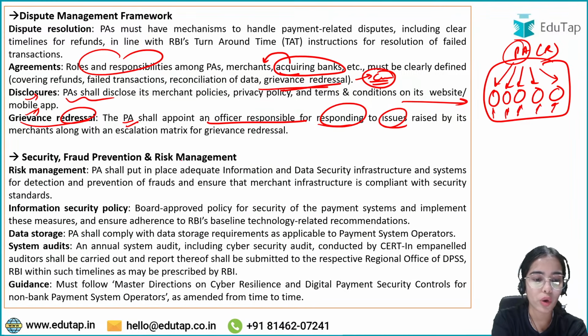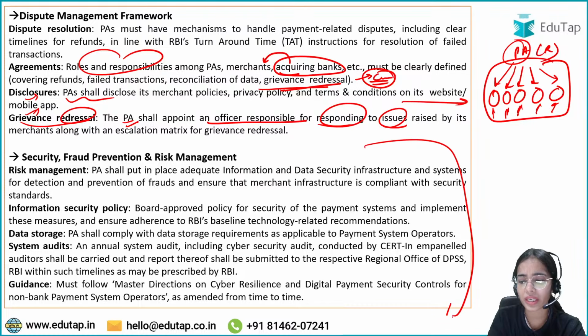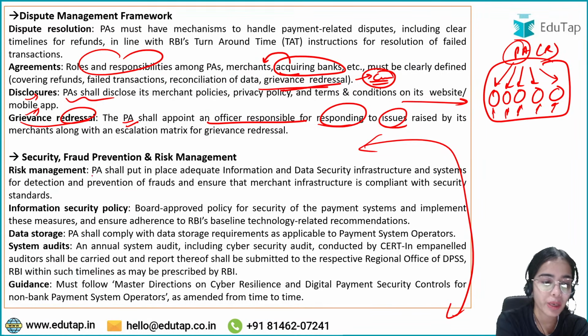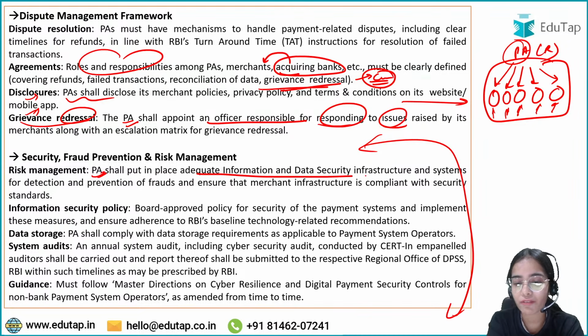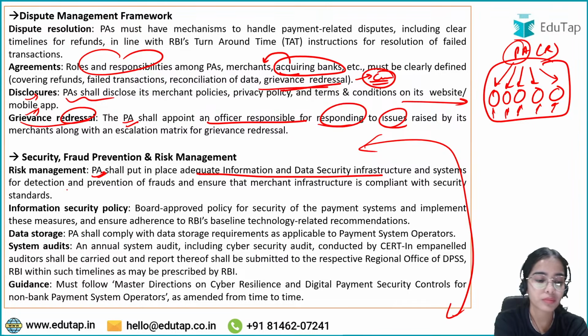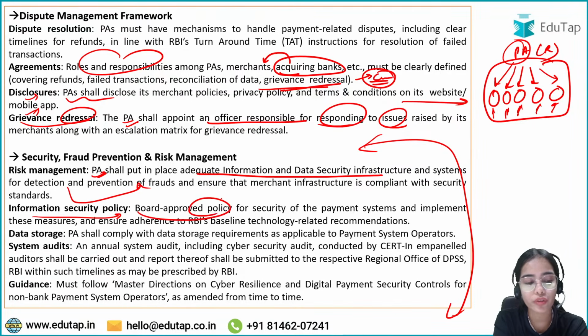Next is security, fraud prevention and risk management. So basically you can read this. The basic idea is that fraud prevention should happen and the digital platform should be very secure. Payment aggregators shall put in place adequate information and data security infrastructure and systems for detection and prevention of fraud. Information security policy: a board approved information security policy should be there.